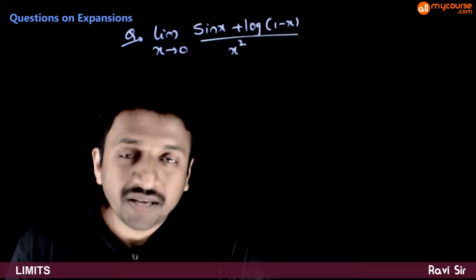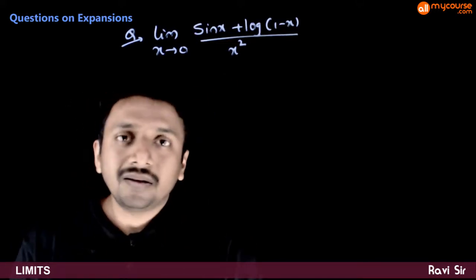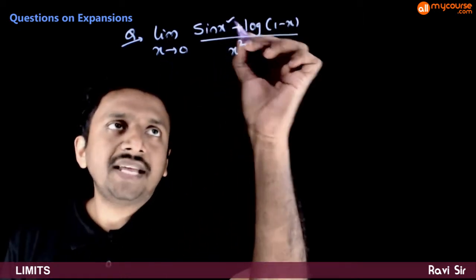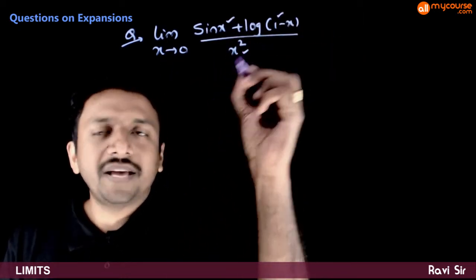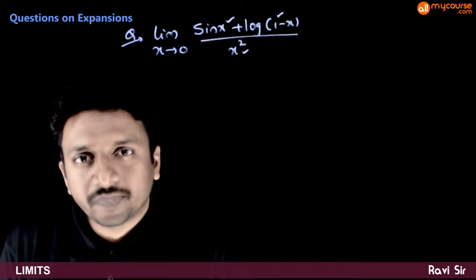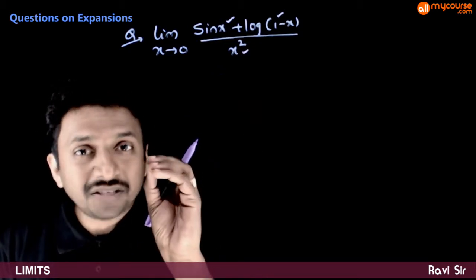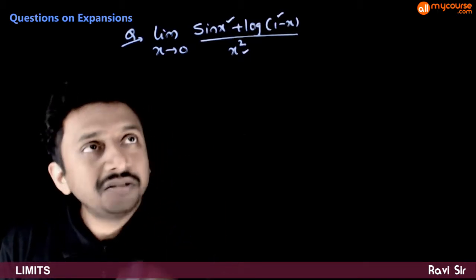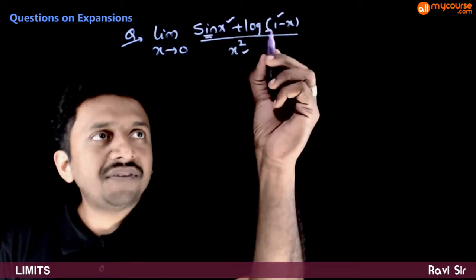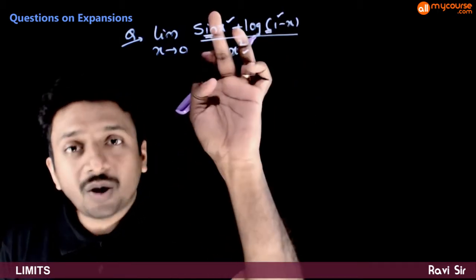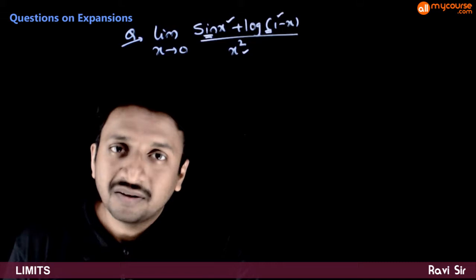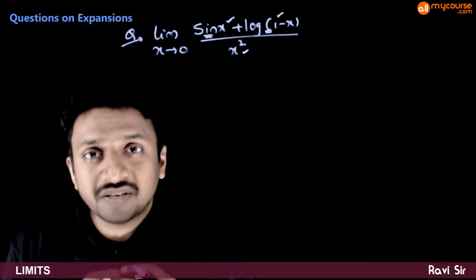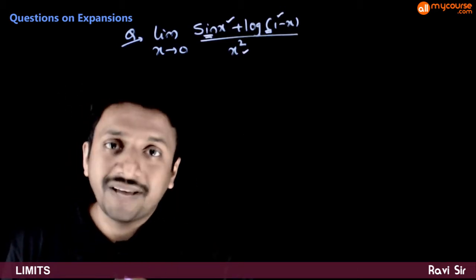So let us look at some very basic questions based on the topic of expansions. Limit x tends to 0, (sin x plus log(1 minus x)) by x square. The questions where expansions have to be used can be very easily identified. You'll have more than one different type of function. This is a trigonometric function, this is a logarithmic function. You have both of them in a single question. So in such types of questions we use the concept of expansions.